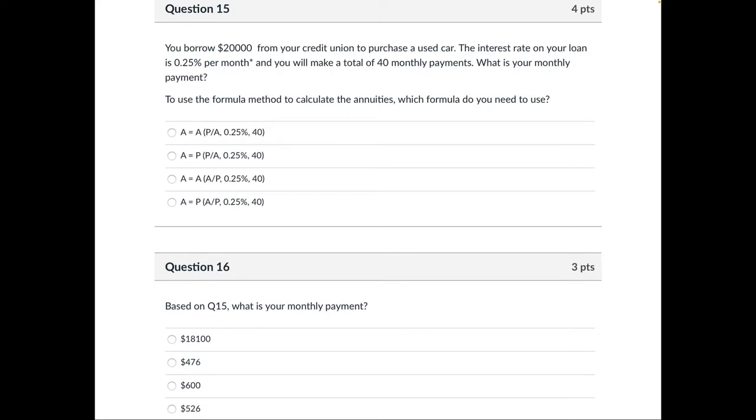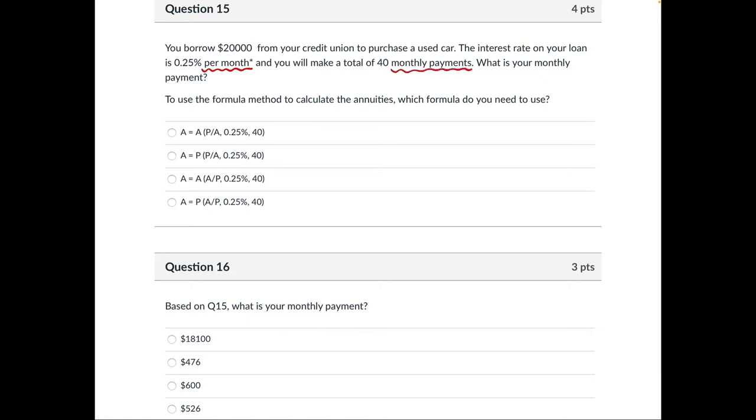Okay, a new question. You borrow 20,000 from your credit union to purchase a used car. The interest rate on your loan is 0.25% per month, and you will make a total of 40 monthly payments. Okay, so the rate is per month, and you're gonna make monthly payments.